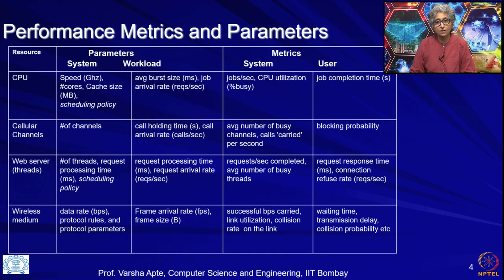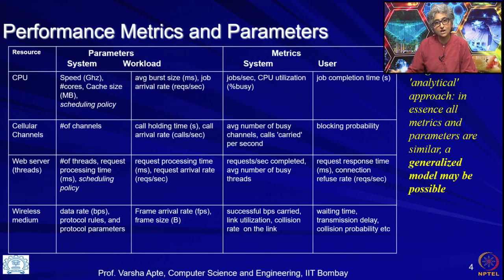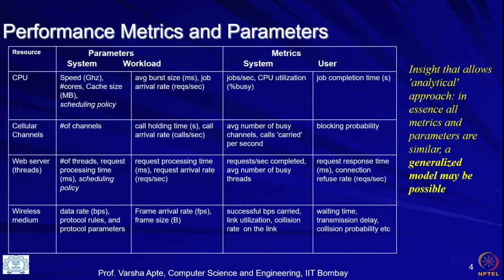Again, continuing the recall, we went through this table, which had specific metrics and parameters for these resources: CPU, cellular channels, web server threads, wireless mediums. These were specific to these resources, but we found that at a fundamental level they were all very similar. The main insight was that everything seems similar, like there is jobs per second here and calls carried per second there, so is a generalized model not possible?